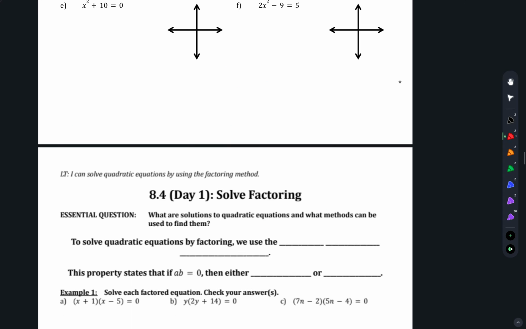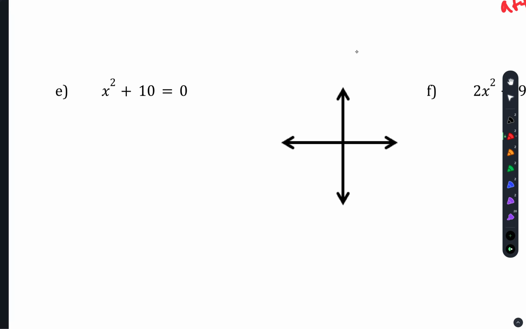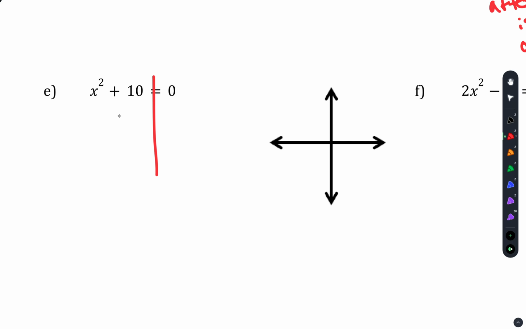All right, so let's do another one. We're isolating this variable. It is no solution too because I've isolated that x squared, and now 10 is negative.